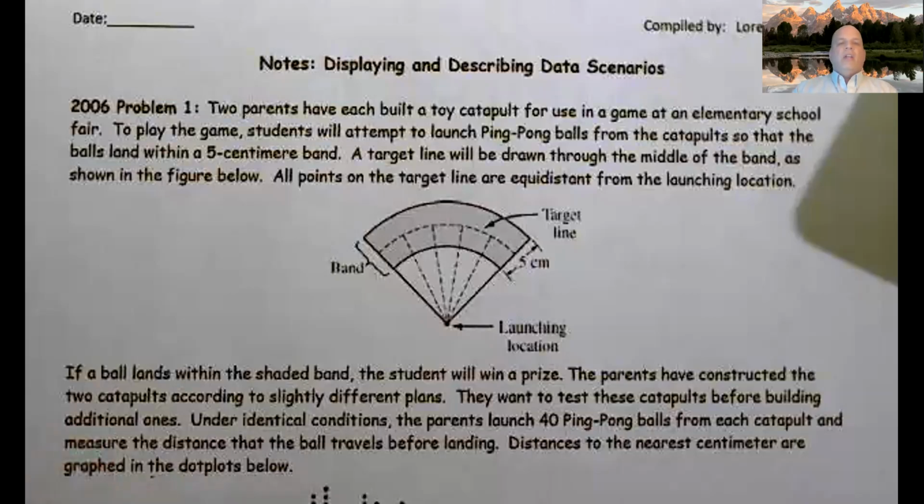Good afternoon. This is another problem on describing data. This is page 60 of the note spiral, and this is an FRQ from 2006.